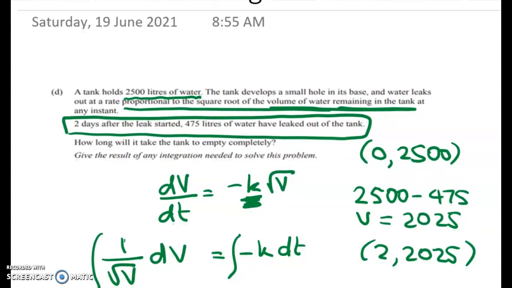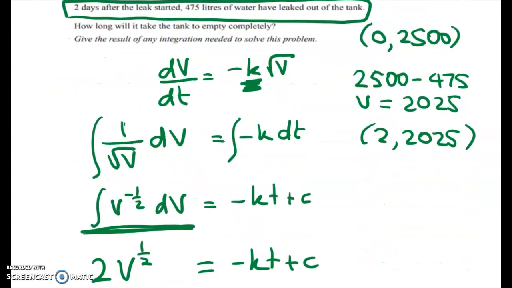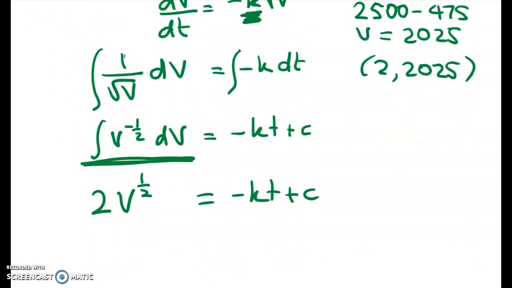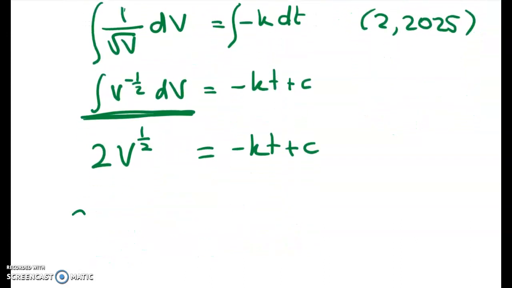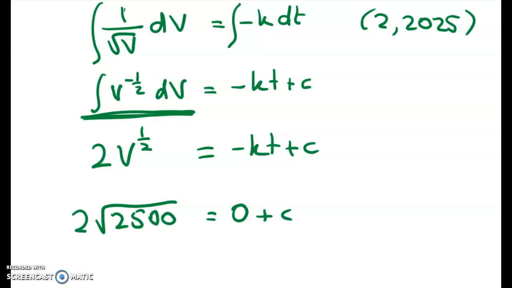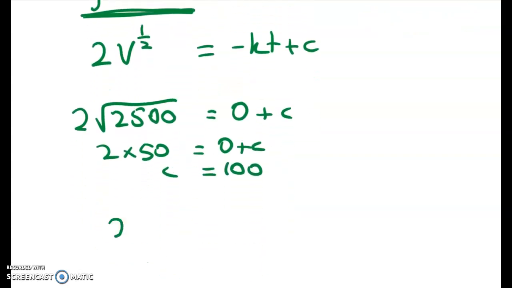Let's look at what we're being asked to find. We have to figure out how long it will take the tank to empty out completely. At this point I can substitute in my first point and get one of the constants worked out. So 2 root 2,500 is equal to 0 plus c. That gives me 2 times 50 is equal to 0 plus c, so c is equal to 100. Putting that back, we get 2 root v is equal to negative kt plus 100.